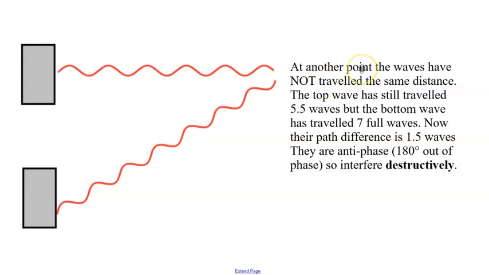And if we count how many waves here, we've got a total of 7 full waves compared to 5.5 waves. So we have a difference of 1.5 waves. The path difference is 1.5 waves. So now these two waves are going to meet out of phase, 180 degrees out of phase, known as antiphase. So here we get destructive interference, and effectively the waves cancel out and we get no sound at all.